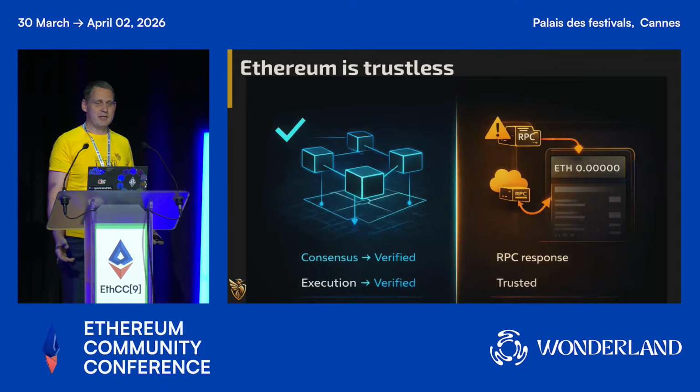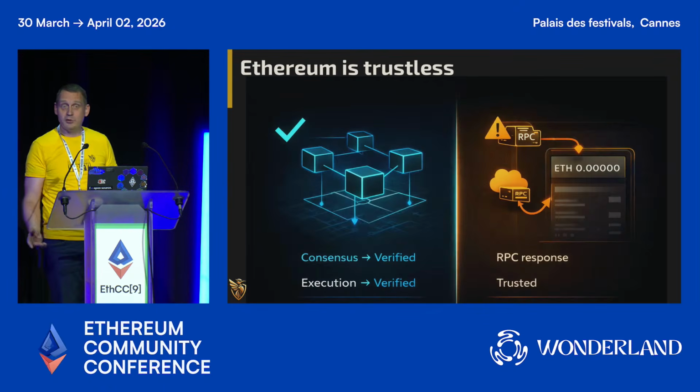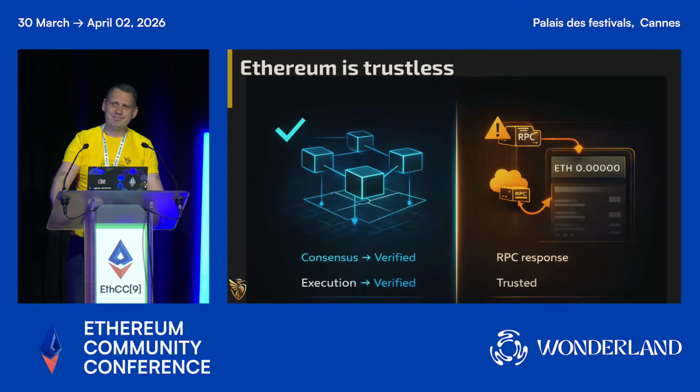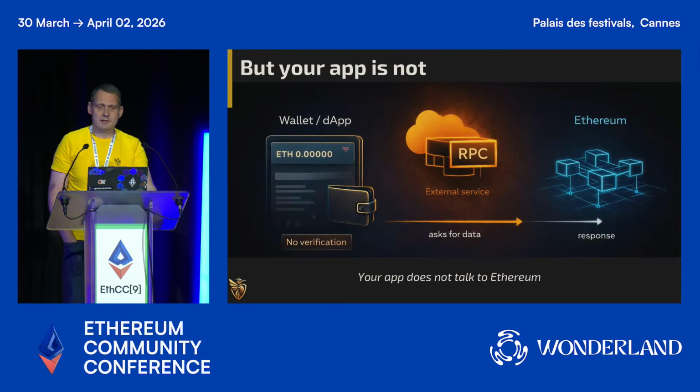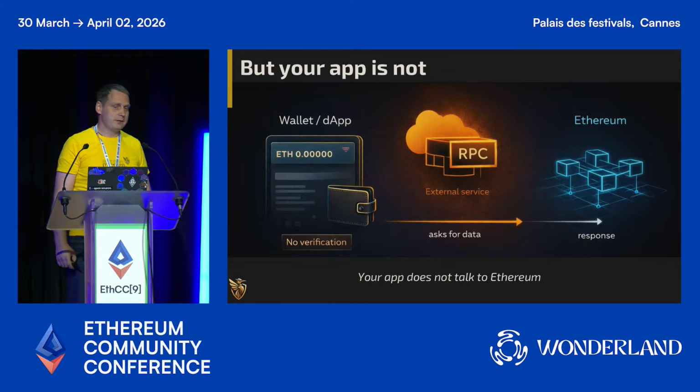Because most applications just ask an RPC, hey, what's my balance? And when you get an answer, they say, cool, I trust you. But that's not cryptography. That's hopium. Now, here's the problem. Your application is not trustless, even though Ethereum is, because most apps do not interact with Ethereum directly. They don't run a full node. They don't verify everything themselves. Instead, they ask someone else. They ask an RPC endpoint.